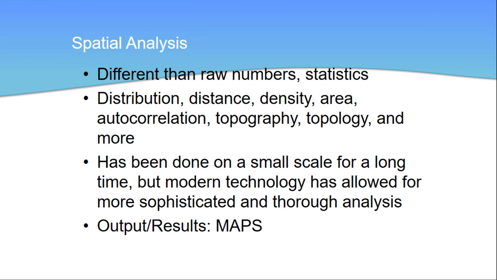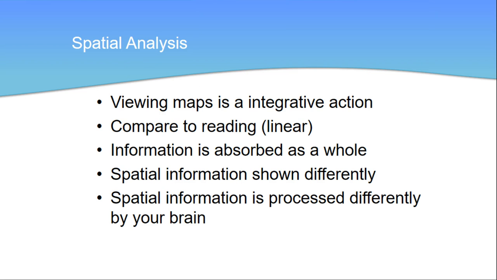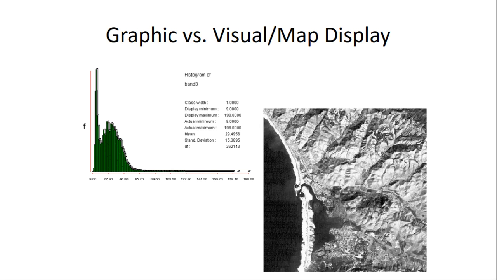And so maps are really about spatial analysis. Okay, so when you're looking at a map, this is what we call an integrative action. You are looking at lots of things. The information is being absorbed as a whole. You are able to analyze all of these pieces of data at the same time to come up with a pretty quick, very sophisticated idea about what's going on. And so spatial information is going to be shown differently than a graph, and it's actually processed differently by your brain, which I think is cool too, just as an aside.